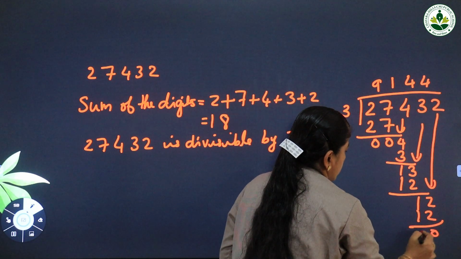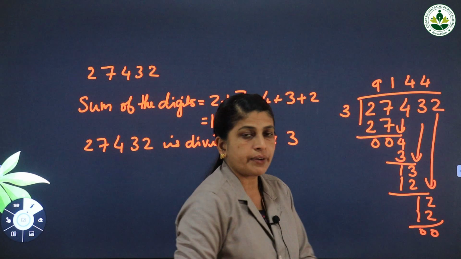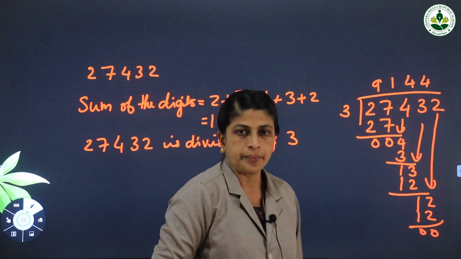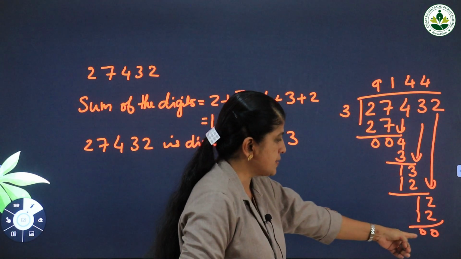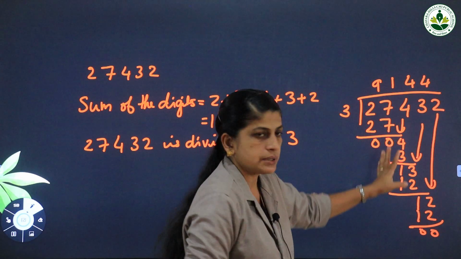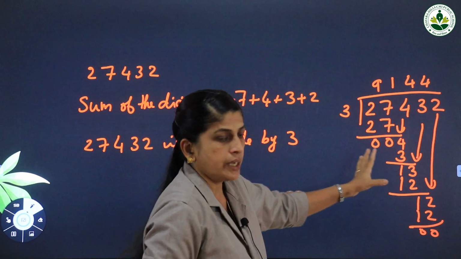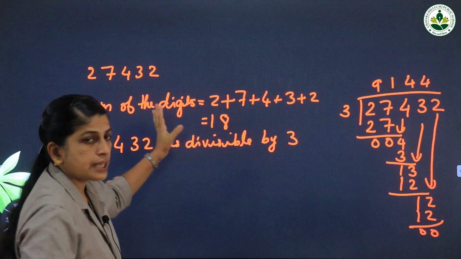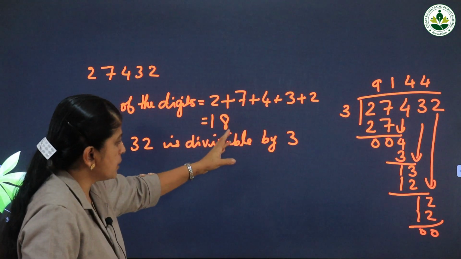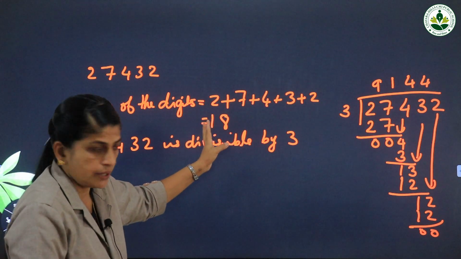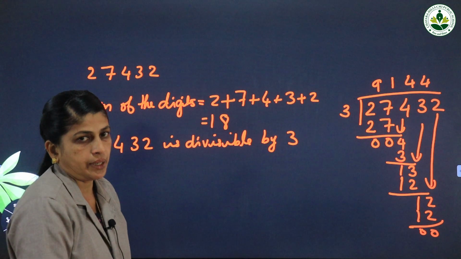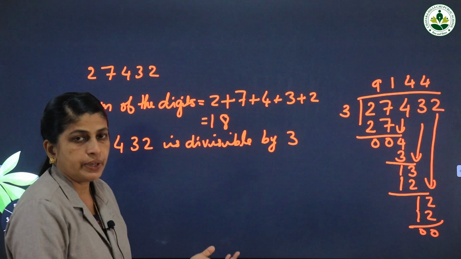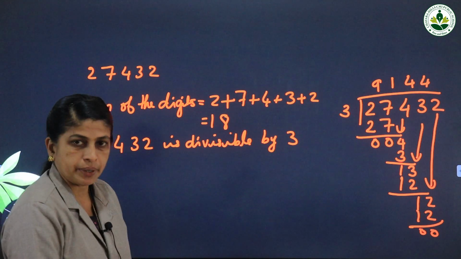Okay, therefore, we have seen that this number 27,432 is divisible by 3. When we divide it by 3, it leaves the remainder 0. That means it is divisible by 3. Therefore, to check, no need to do this much calculation. You just check whether the sum of the digits is a multiple of 3 or divisible by 3. Therefore, the divisibility rule is an easy way to check whether a number is divisible by that number.